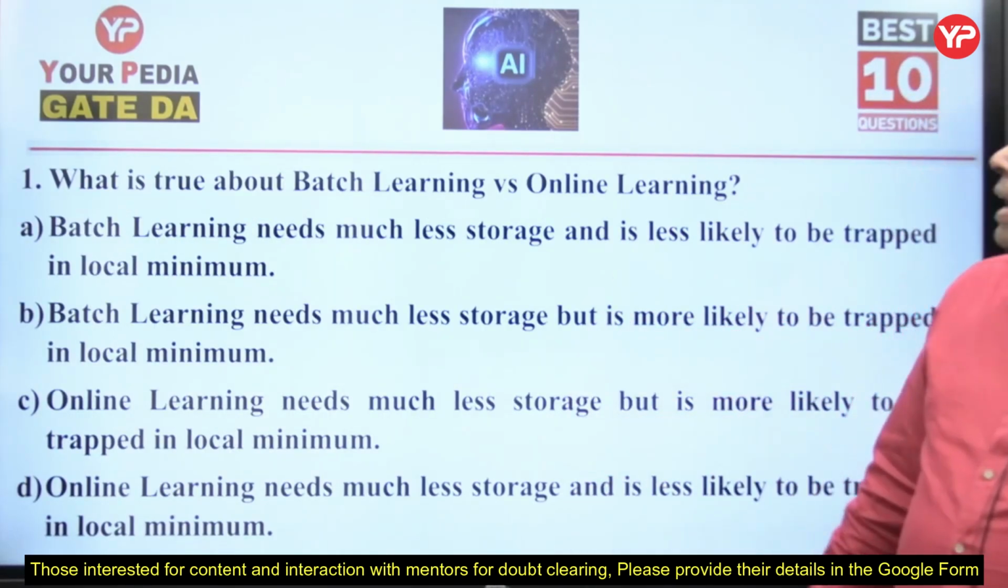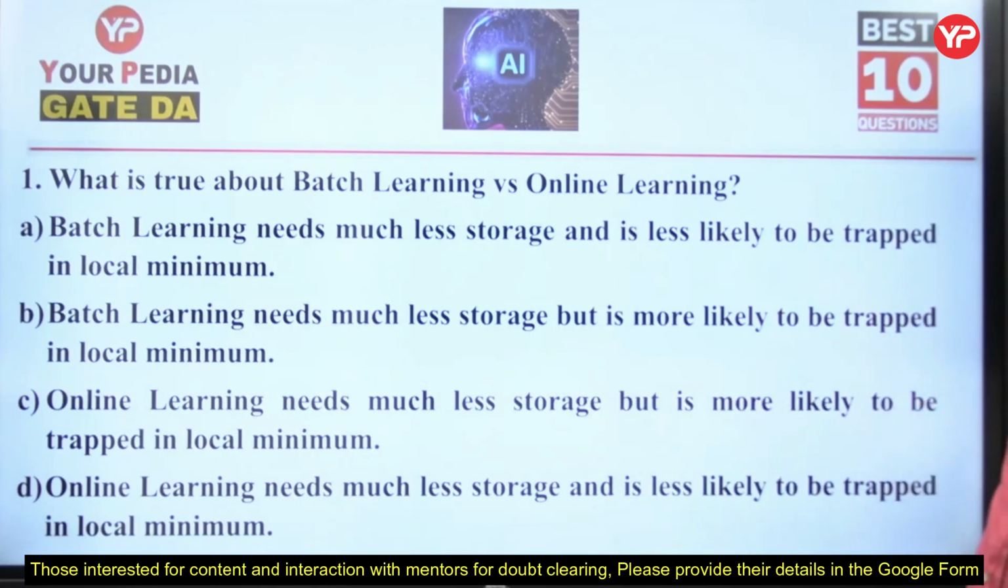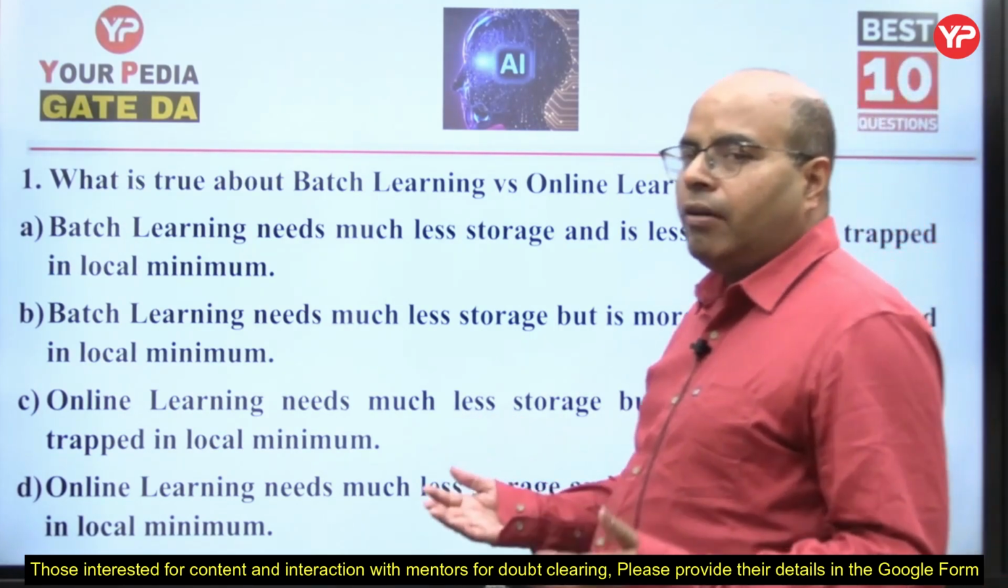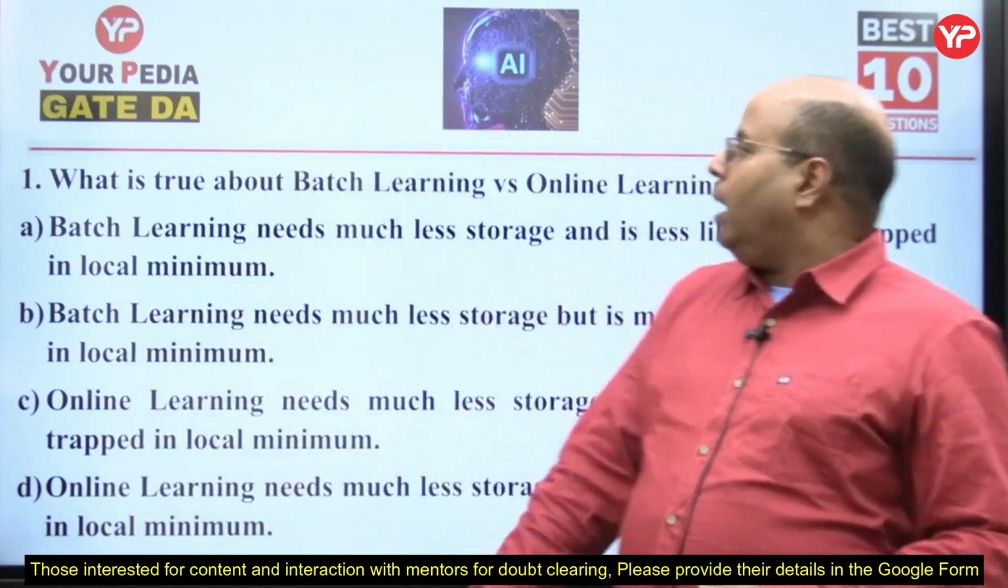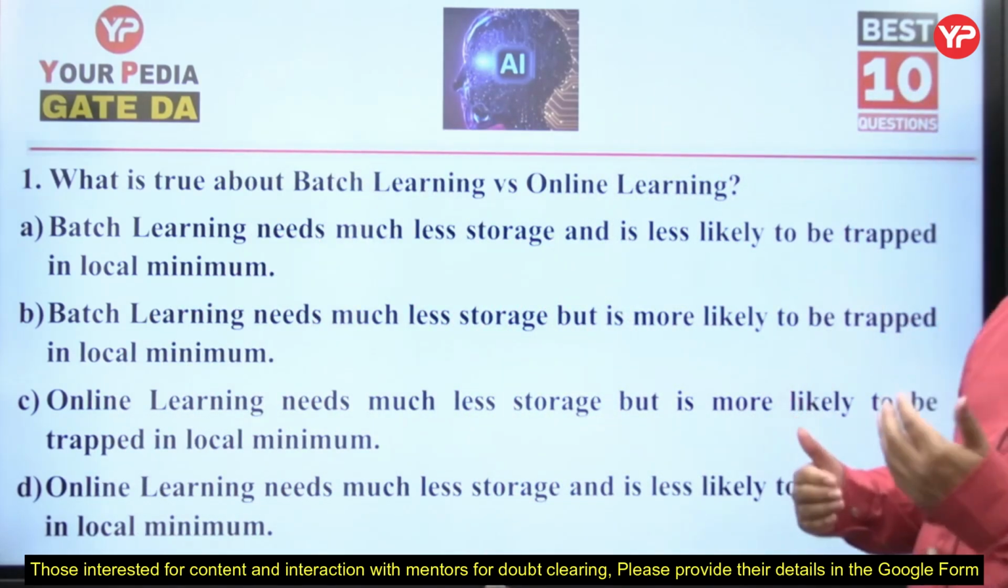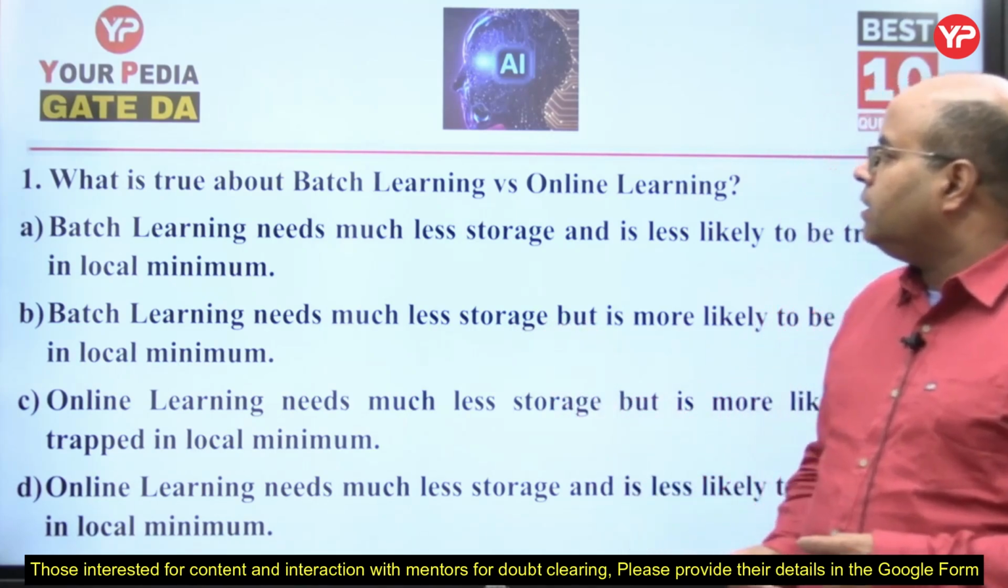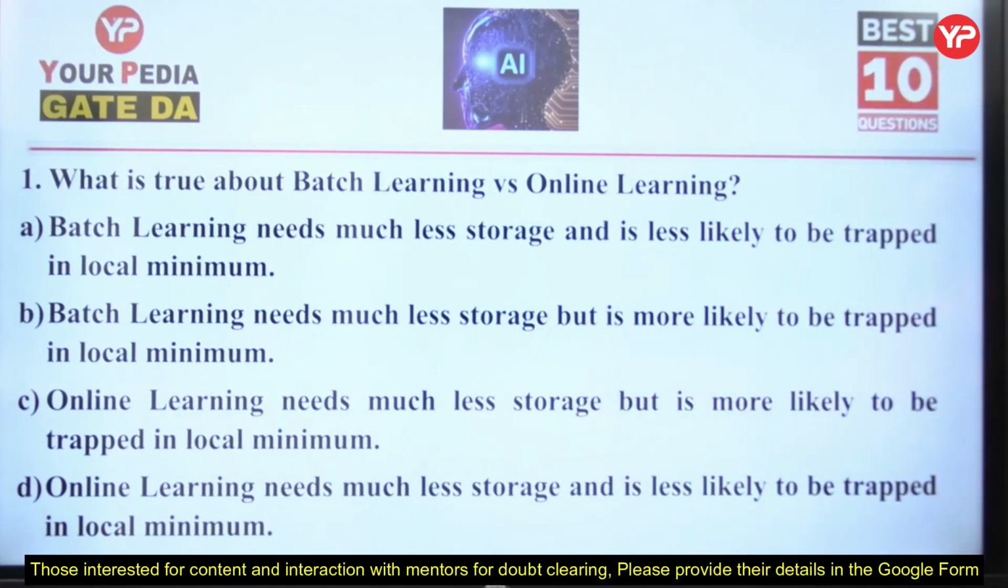So what's true about batch learning versus online learning? Batch learning means all the data we have and we train our neural network all at once, and online learning means as the data comes it gets trained. So batch learning needs much less storage and is less likely to be trapped in local minimum? No, batch learning shall need more storage because all the data we are having at once. And batch learning needs much less storage, but it's more likely to be trapped in local minimum?